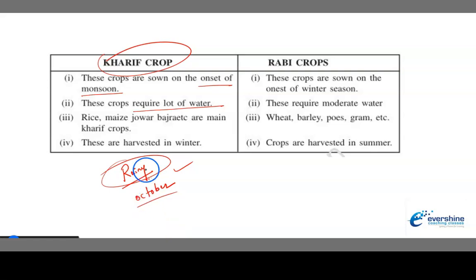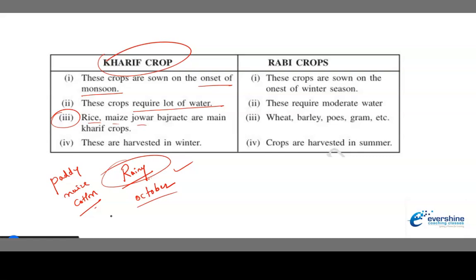Example, very important. You need to remember the examples, children. What are the examples of kharif crops? That is rice, maize, jowar. So these are the main kharif crops. Is this clear, children? Even we can take paddy, and we can take maize, we can take cotton. So these all are kharif crops.